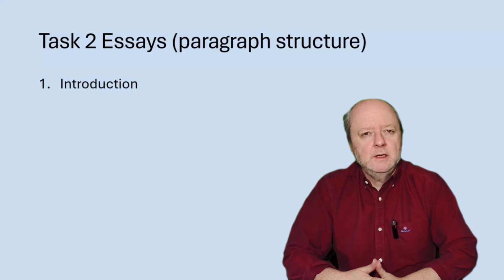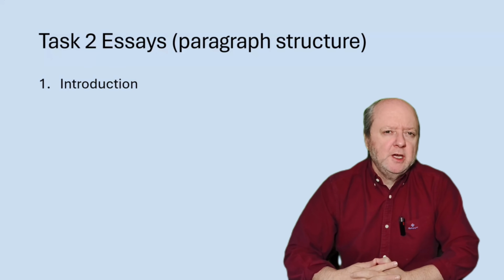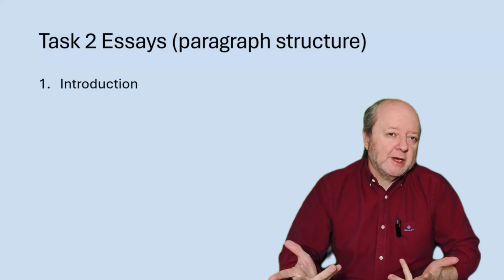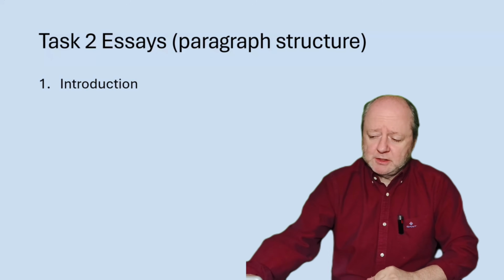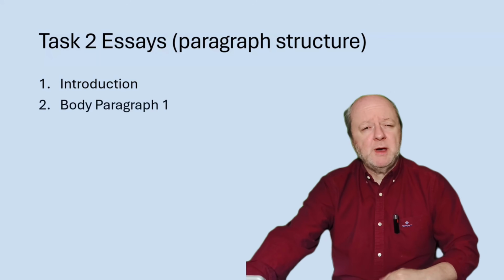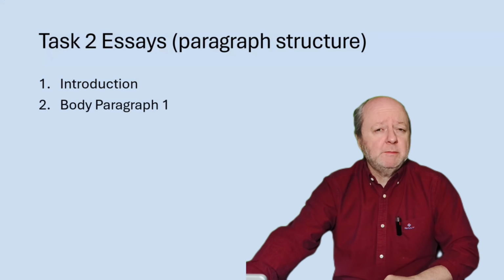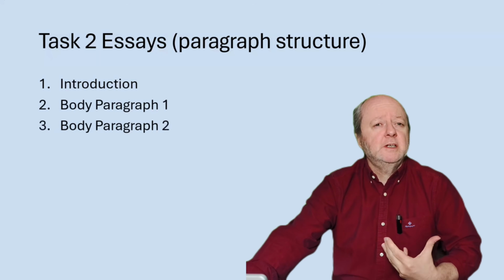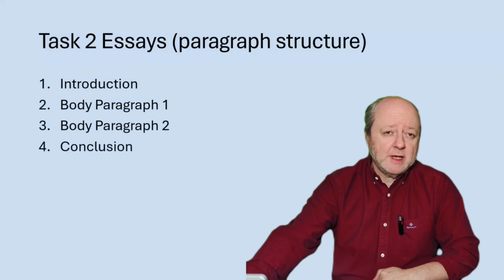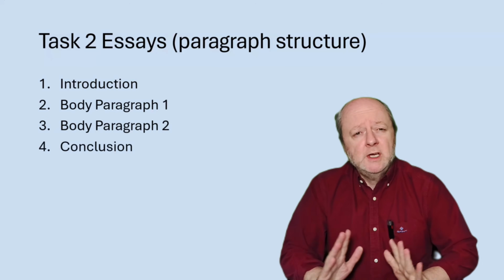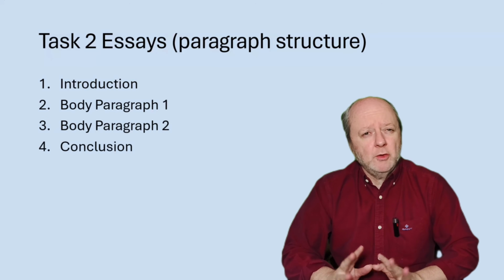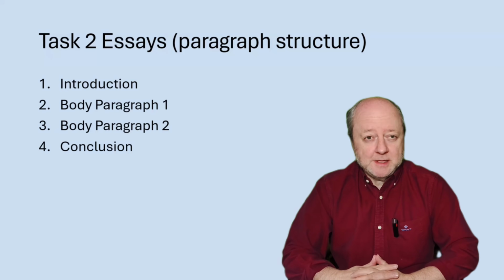So let's go. In Task 2 essays, we write at least 4 paragraphs. The first paragraph is the introduction. The second paragraph is a body paragraph. The third is another body paragraph, and the last one is a conclusion. So what we're looking at today are those body paragraphs in the middle. And specifically, we're looking at the very first sentence, and that very first sentence is called a topic sentence.